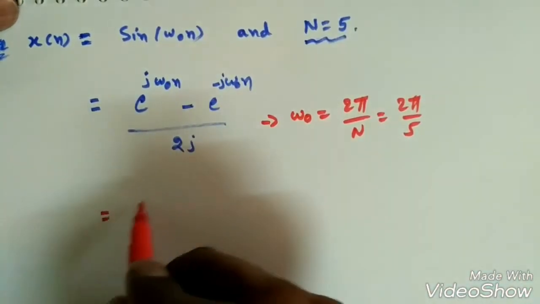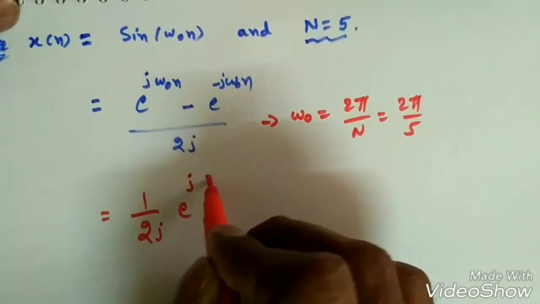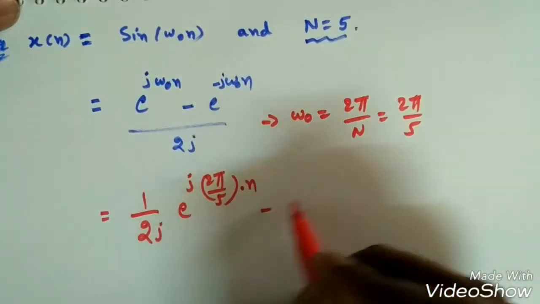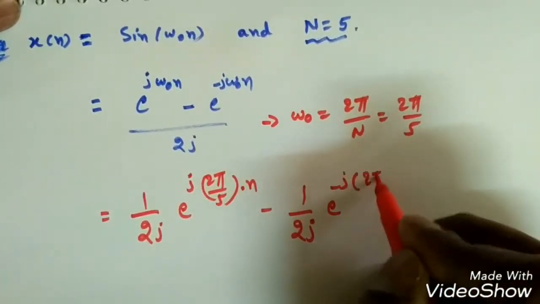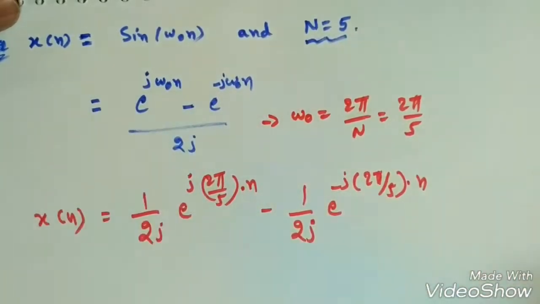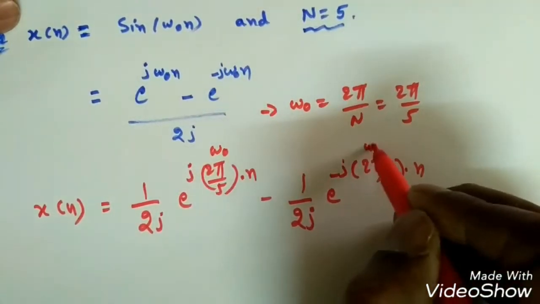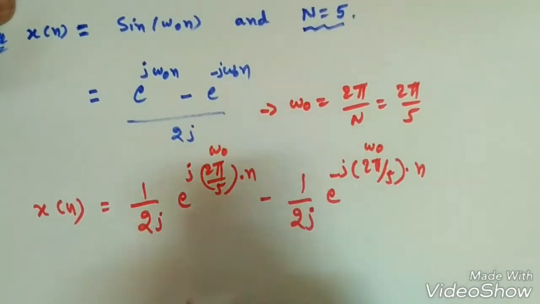Now how can I represent this? 1 by 2j e power j into 2 pi by 5 into n, minus 1 by 2j e power minus j into 2 pi by 5 into n. So this is the x of n. Now see, this is the fundamental frequency omega naught itself. So it's a fundamental frequency component, or we can say first harmonic.